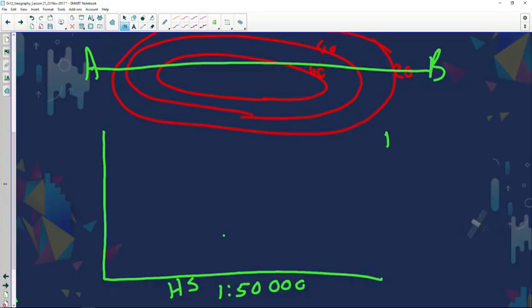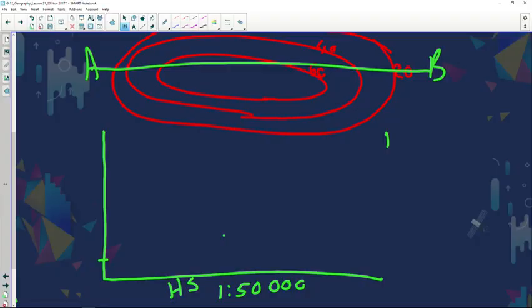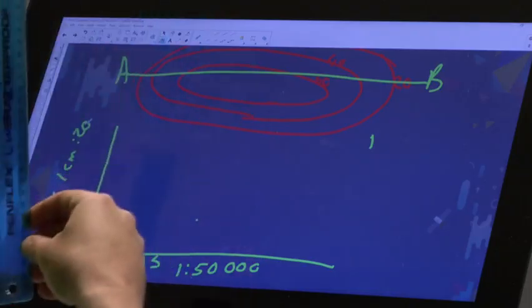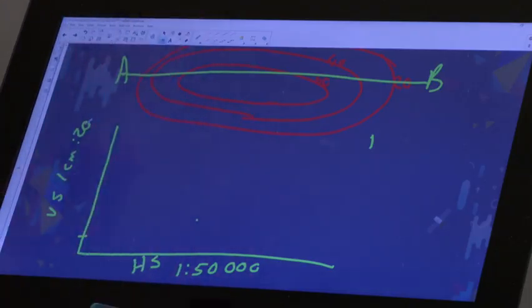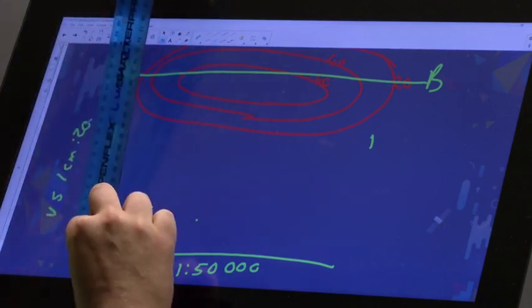And what type of maps do we use? We only use two. The 1 to 50,000 topographical map, or an orthophoto map, and the scale is 1 to 10,000. The examiner will always provide you with the vertical scale. So I'm going to provide you with the vertical scale, and I'm going to tell you that 1 centimeter represents 20 meters. So the vertical scale is 1 centimeter represents 20 meters. So you're going to take your ruler and measure every single centimeter that represents 20 meters.